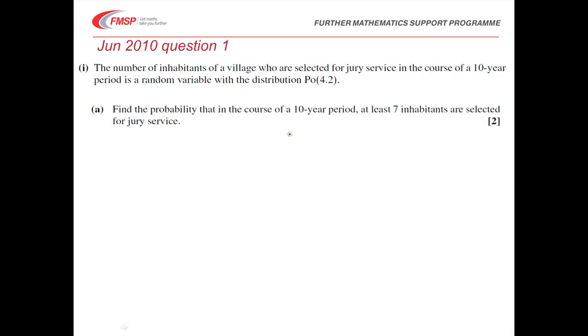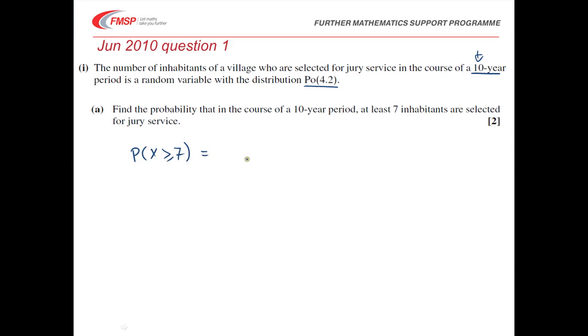So June 2010 question 1. The number of inhabitants of a village who are selected for jury service in the course of 10 years is a random variable with distribution Poisson 4.2. Now the time frame is incredibly important with these, as you'll see in a minute. So it says find the probability that in the course of a 10-year period at least 7 inhabitants are selected. So we're looking at the probability that x is greater than or equal to 7.